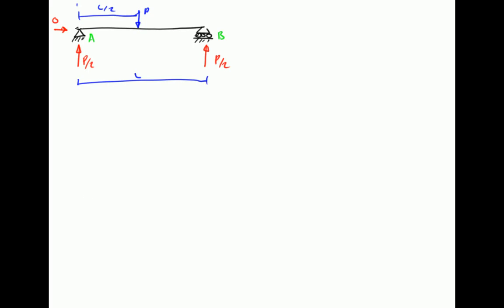Supports A and B both had a pin connection to the support, so that they were not capable of generating any external moment reactions. So that we established by using the equations of static equilibrium. P divided by 2 were the reactions at each support, and overall the beam was in static equilibrium. That's to say, it wasn't moving up or down or left to right, and it wasn't rotating about any point within the plane.